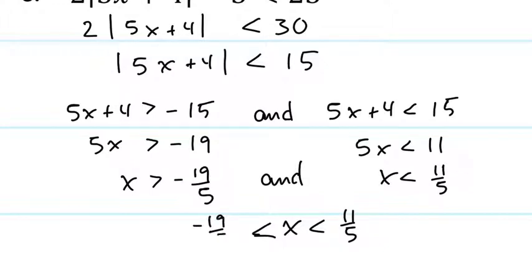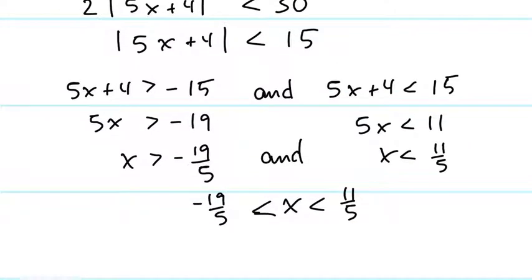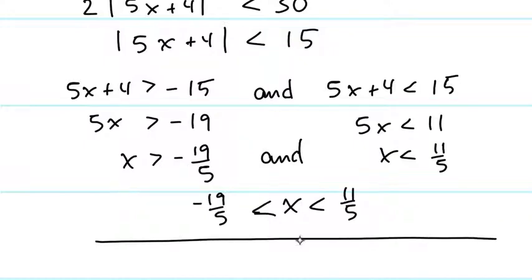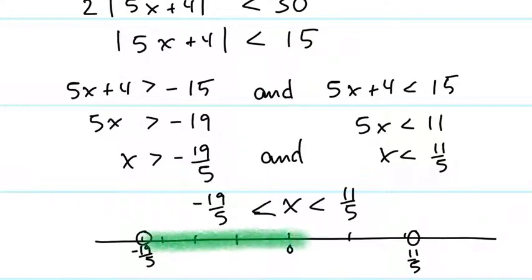And then on a number line, here's 0. 11 fifths is like, what is it? 2 and a fifth. So I've got an open interval at 11 fifths. And then I have another open interval at negative 19 fifths, which is like negative 3 and 3 fifths. So 1, 2, 3, and a little bit more. And my x's are those things that are in between these. So any of these values of x would make that inequality true.